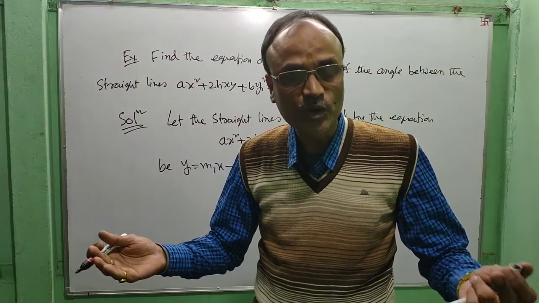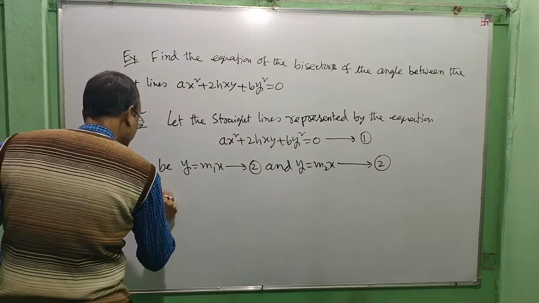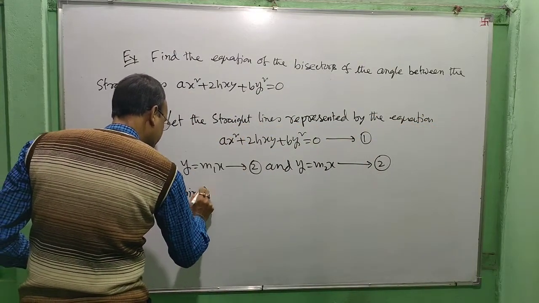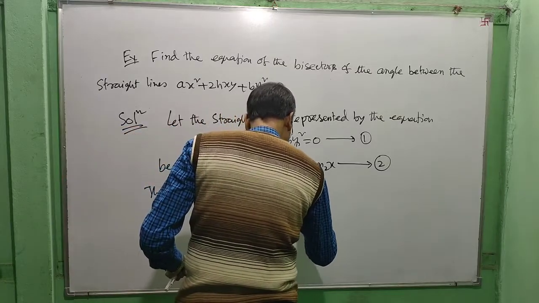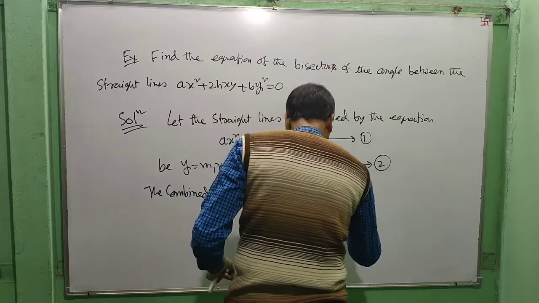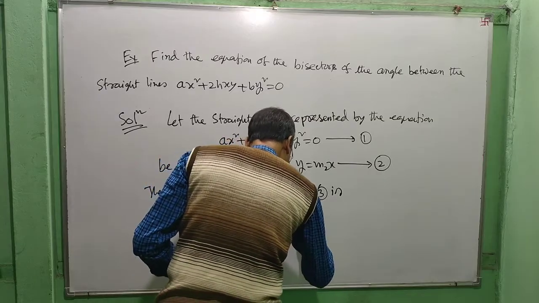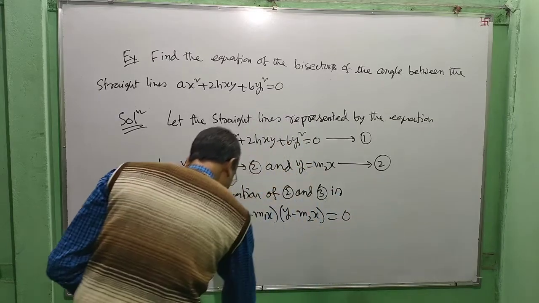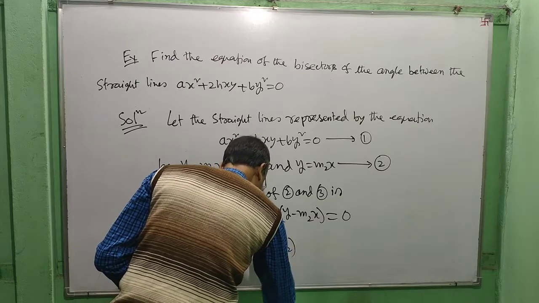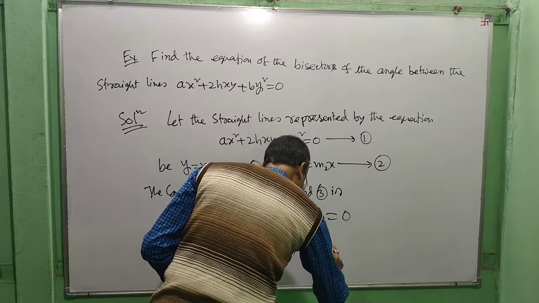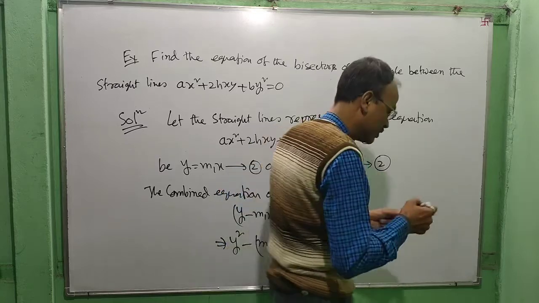What will be the combined equation of 2 and 3? The combined equation of 2 and 3 is y minus m1x into y minus m2x equal to 0. This is nothing but y square minus m1 plus m2 into xy plus m1 m2 x square equal to 0. Suppose this is equation number 4.